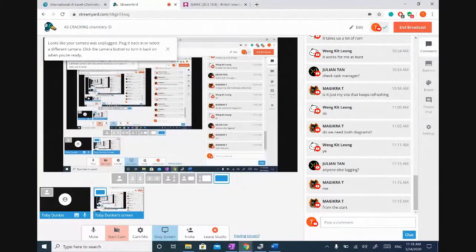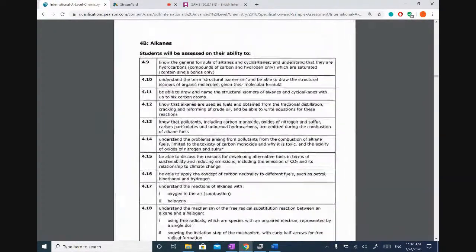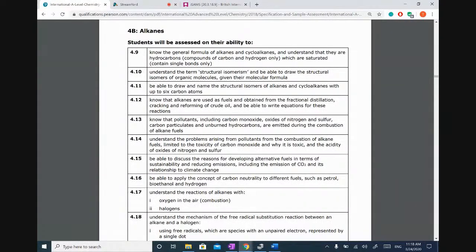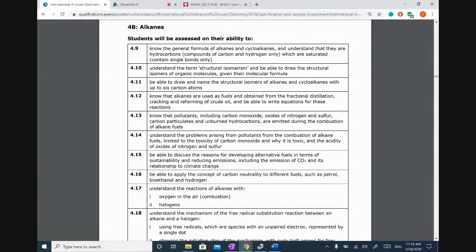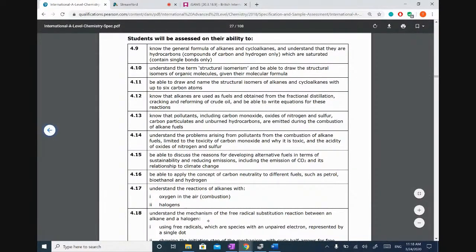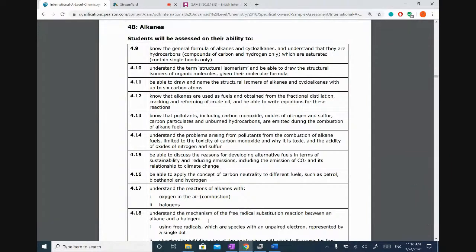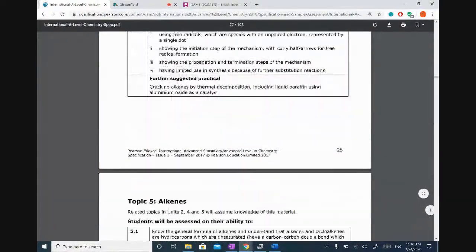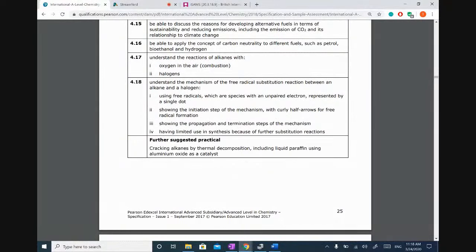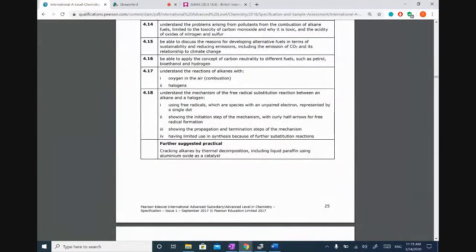Going back to the specification here, folks. Just coming down to here. Alkanes fraction, there we go, cracking. It says 4.12. Know that alkanes of fuels can obtain fraction cracking and reforming of crude oil and be able to write equations for these reactions. And then it goes practical. Cracking alkenes by thermal decomposition, including liquid paraffin using aluminium oxide as a catalyst. So Edexcel are not wanting you really to use zeolite. They're wanting you to actually quote aluminium oxide. That makes things a little bit easier. So something to bear in mind.